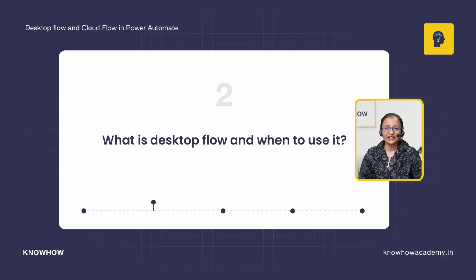Now let me tell you what is desktop flow and when to use it. Desktop flow is a type of automation in Microsoft Power Automate that focuses on desktop based tasks and processes. It enables you to automate repetitive tasks on your computer by mimicking human actions such as clicking on buttons, typing, copying data or interacting with applications. It is powered by robotic process automation, which allows you to interact with legacy systems, desktop applications and websites that do not have API or direct integration capability.